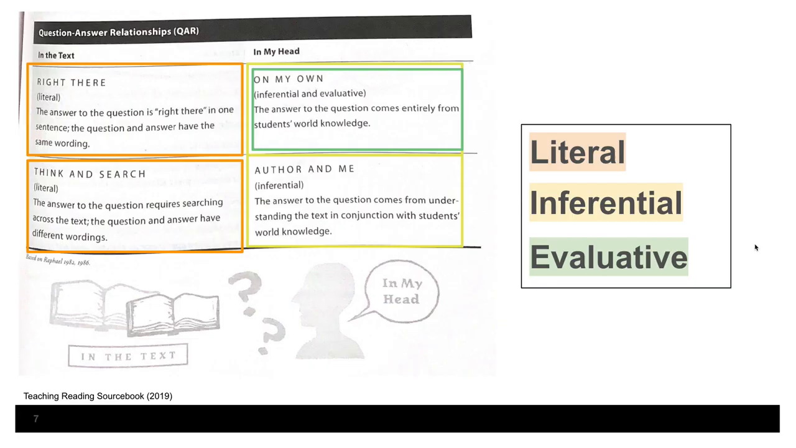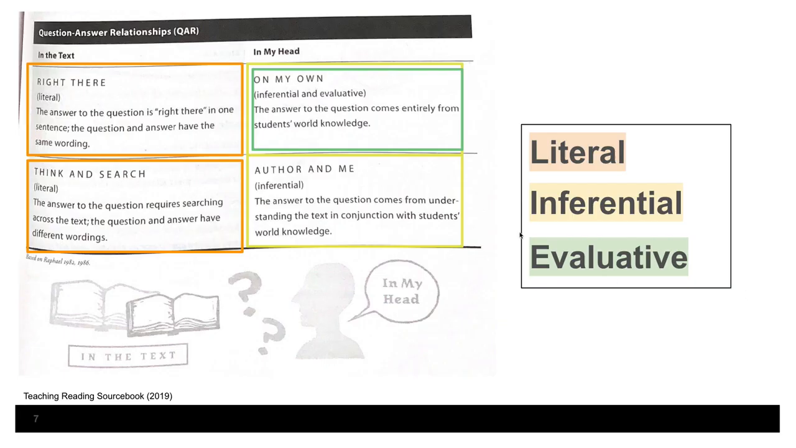This is another way to think about literal, inferential, and evaluative: question-answer relationships, QAR. The kinds of questions that teachers ask will often lead to different kinds of thinking. When a teacher asks right there questions, that's getting into the literal thinking, or think and search, which means the child has to go back into the text, but they can find it. Maybe the text uses slightly different words, but they can really locate where the answer is in the text. A lot of end of grade tests are these kinds of questions.